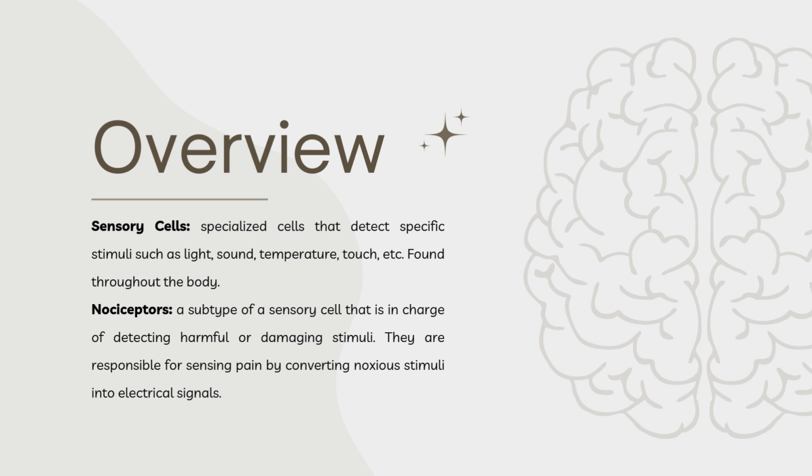And then there are many different types, but the one that I want to look at specifically is nociceptors, for pain. So a nociceptor is a subtype of sensory cell that is really in charge of detecting harmful or damaging stimuli, such as heat, cold, pressure, chemical irritation, just to name a few. What it does is convert a noxious stimulus into an electrical signal that can be transmitted to the brain for processing. Again, same as sensory cells, they're found throughout the entire body.